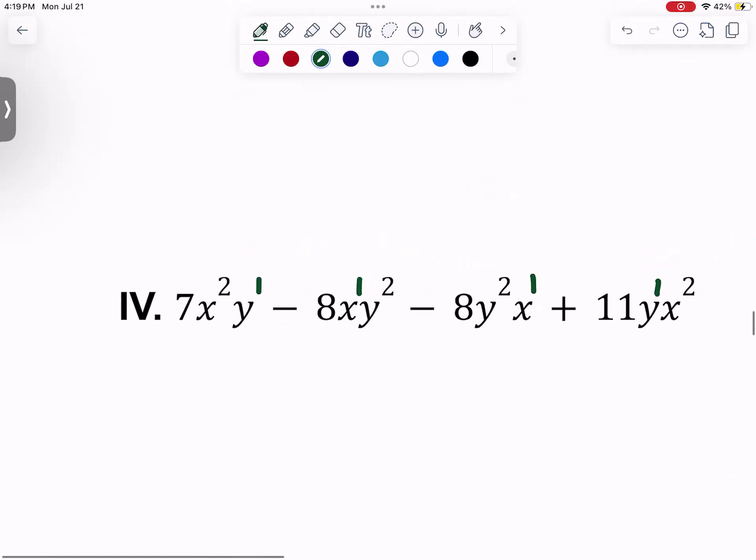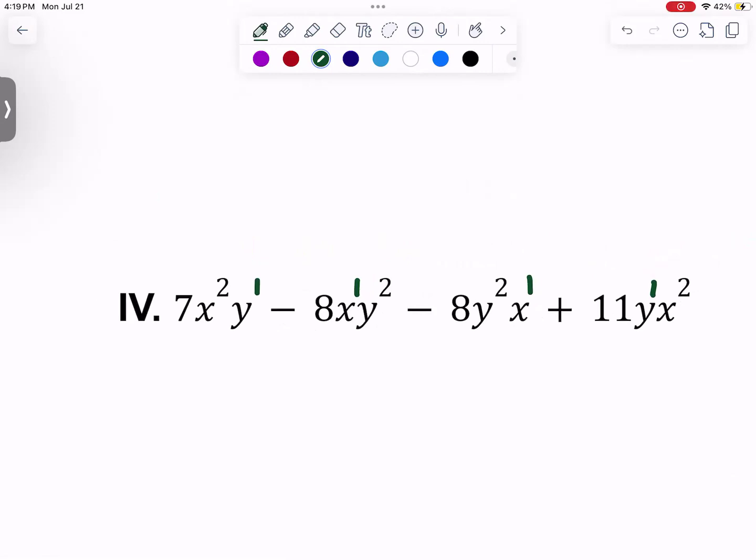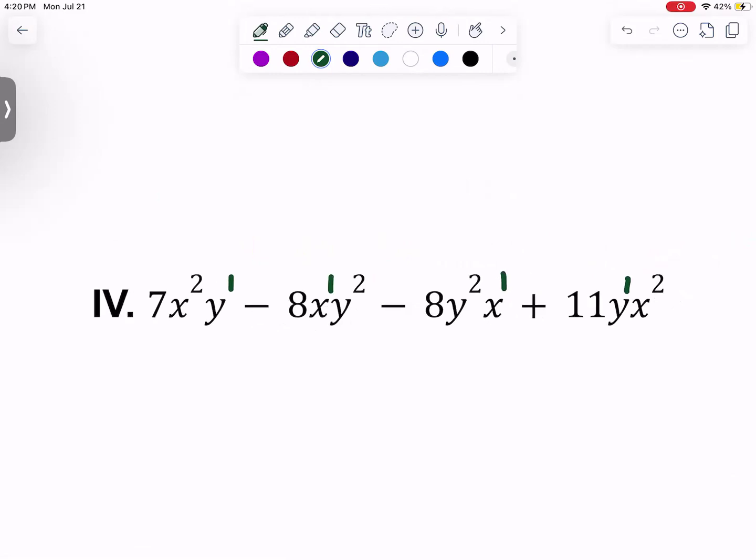Then we look for like terms. 7x squared y to the first. We're looking for any other term that has that variable and exponent combination. X squared y to the first. This last term has x squared y to the first. It's just written backwards to trick us. So let's underline these one time.